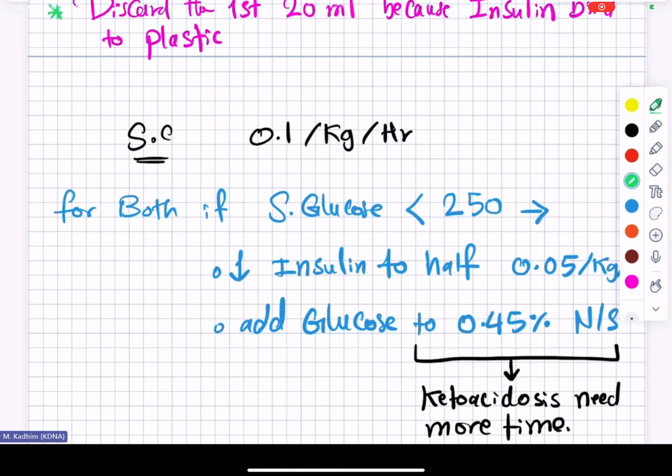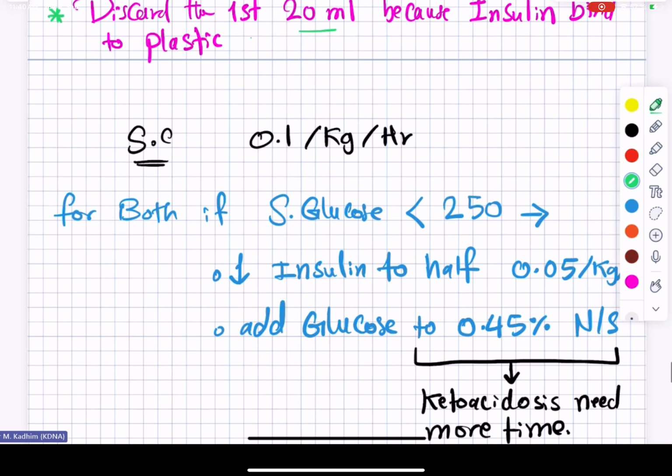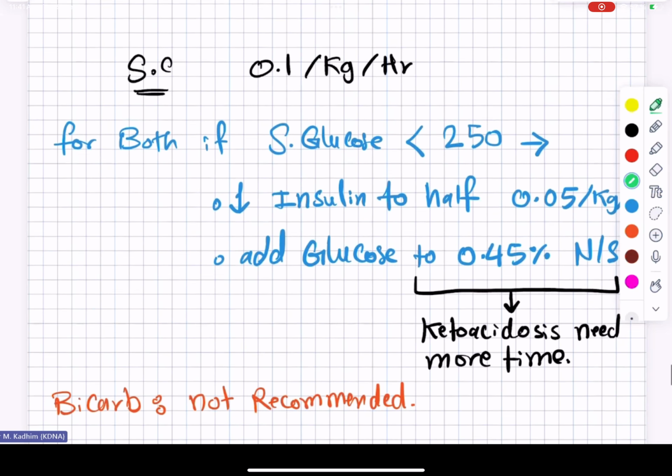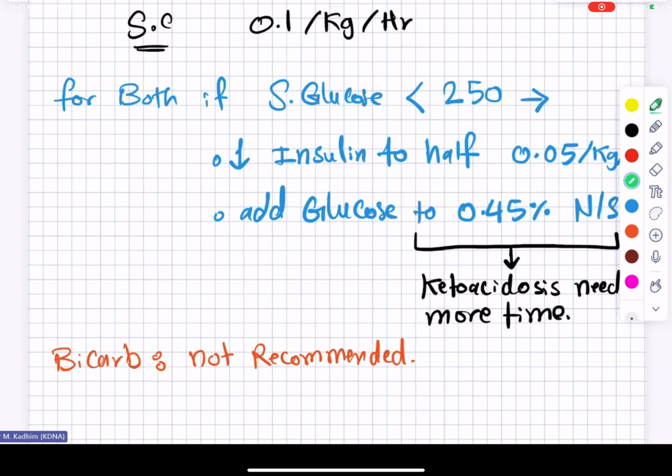A quick, very important note here: discard the first 20 ml of insulin, because the insulin will bind to the plastic of the IV set. So for the first 20 ml of the mixed infusion of normal saline with insulin, just discard it, because there will be no insulin inside this 20 ml, as all the insulin inside it will be bound to the plastic of the IV set. Subcutaneous is the same dose, but they don't advise it, because we cannot control the flow of the insulin and the concentration as in the infusion.